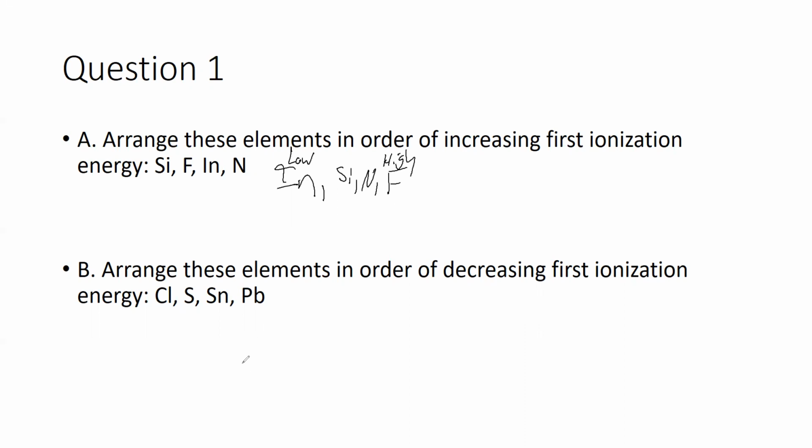Here, I'm just asking for decreasing, so from high to low. So we're going to start at the top right and move our way to the bottom left of the periodic table. So this should be chlorine, then sulfur, tin, lead. Again, I'm just going from top right to bottom left. Remember, high ionization energy means it's hard to remove an electron. Low means it's easier.